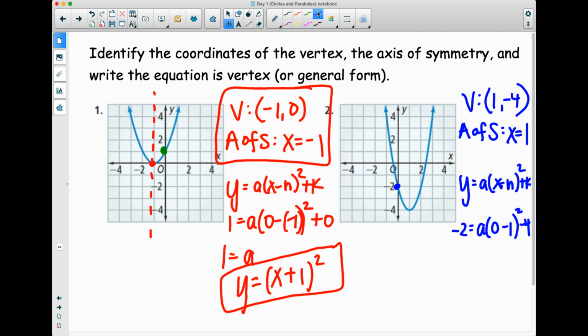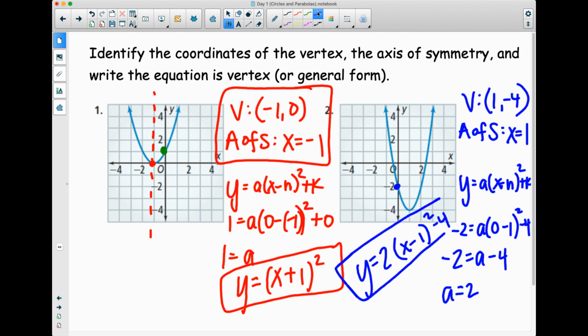So -1 squared is 1. Add my 4 to both sides. I get a equals 2. So my equation should be y equals 2 times (x minus 1) squared minus 4. Again, we're not spending a whole lot of time on the parabolas and stuff like that because it is something we have seen 1,000 times. But if you need review on that, please come see me during study hall. Okay?